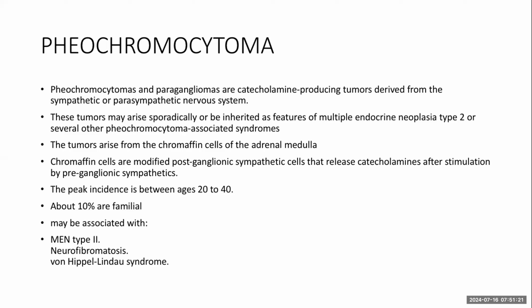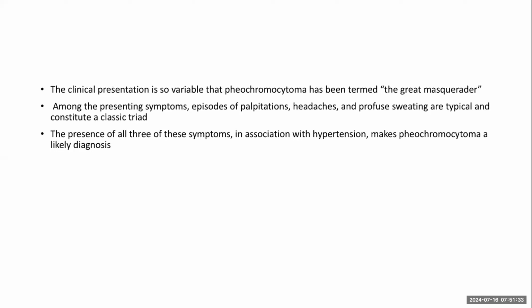The peak incidence is between age 20 to 40, and about 10% are familial and may be associated with MEN2, neurofibromatosis, and von Hippel-Lindau syndrome. The clinical presentation is so variable that pheochromocytoma has been termed the great masquerader. Among the presenting symptoms, episodes of palpitations, headaches, and profuse sweating are typical and constitute a classic triad. So the triad of episodic palpitation, headache, and sweating. The presence of all three of these symptoms in association with hypertension makes pheochromocytoma a likely diagnosis.